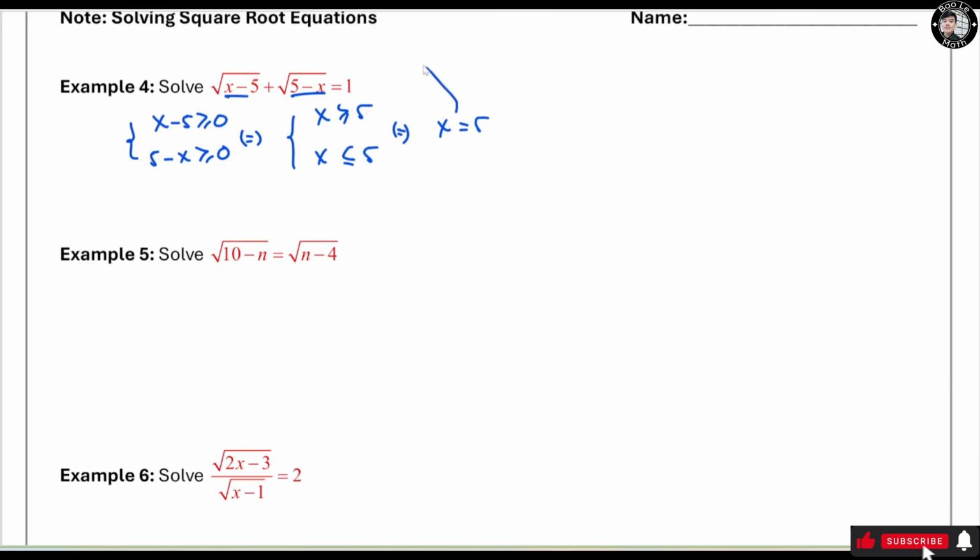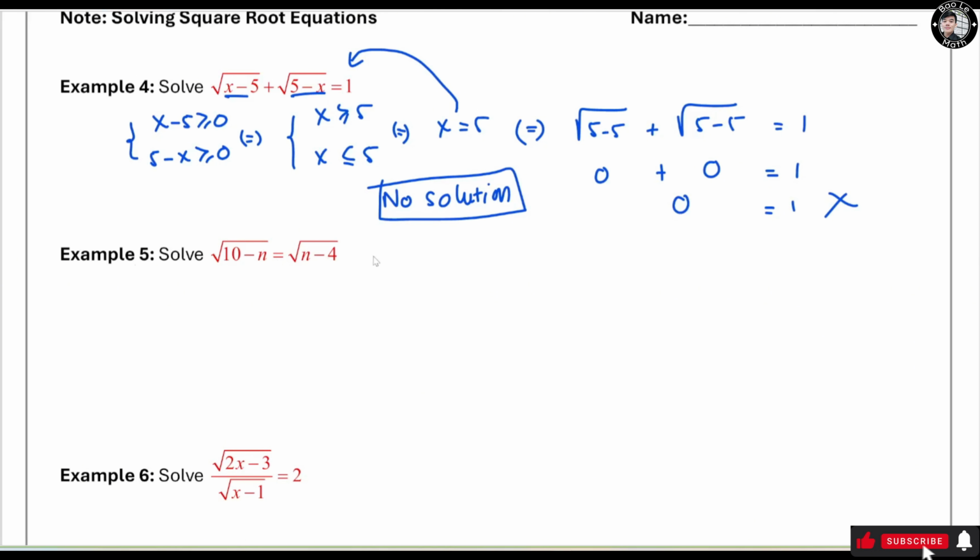Now we substitute 5 for s over here. So we have the left hand side is square root of 5 minus 5, right? Plus square root of 5 minus 5 equals 1, right? This guy equals 0 plus 0 equals 1. So 0 equals 1, which is impossible, right? So the equation has no solution.